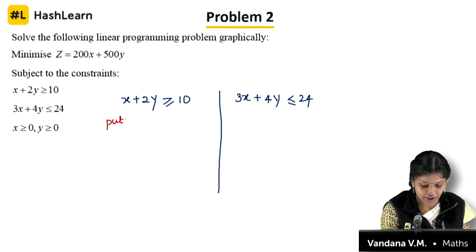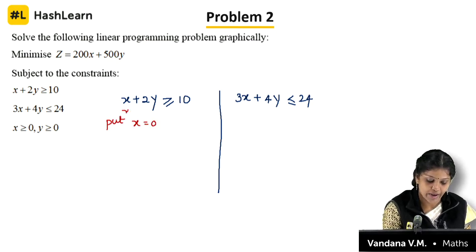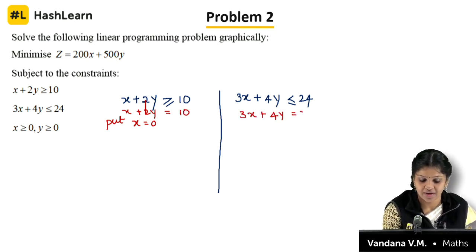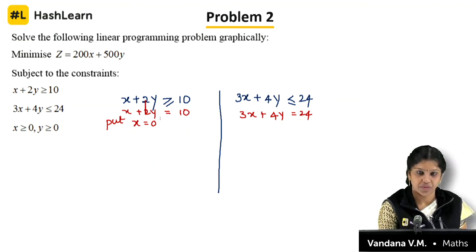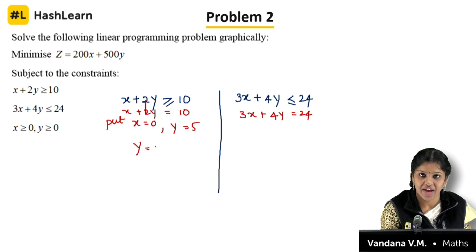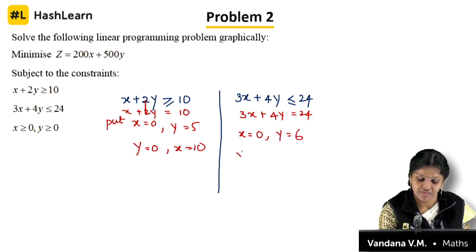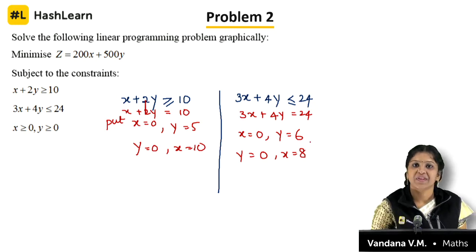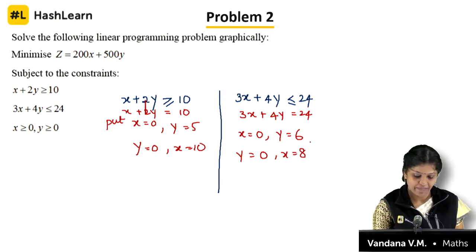Put x is equal to 0. Now, x plus 2y is equal to 10. That is the first step. 3x plus 4y is equal to 24. If I substitute x as 0, y value is 5. If y is 0, x value is 10. If x is equal to 0, y value is 6. If y is 0, x value is 8. So, now I know the points. Maximum is 10 only, right?